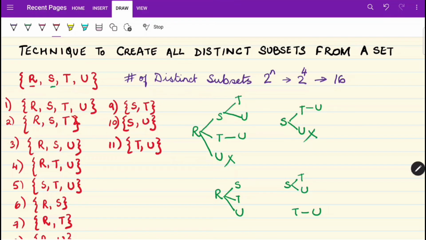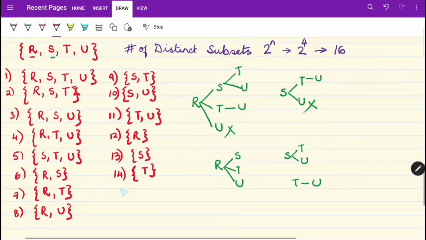So now the next one is combinations of size 1, and for that you don't need to work through a tree. Just write all the individual elements. So R, a set containing one element, so just list them. R, and then S, 14 is T, and 15 is U, correct? What about the last one, 16th one?